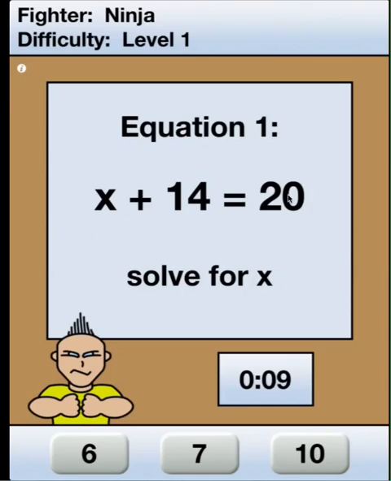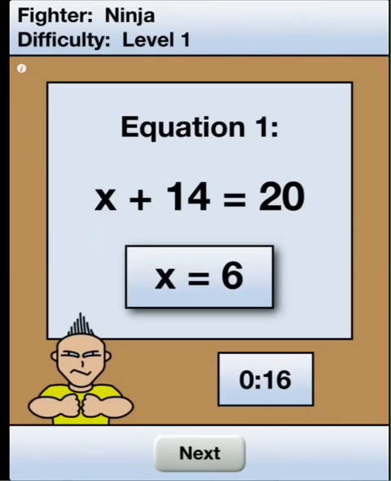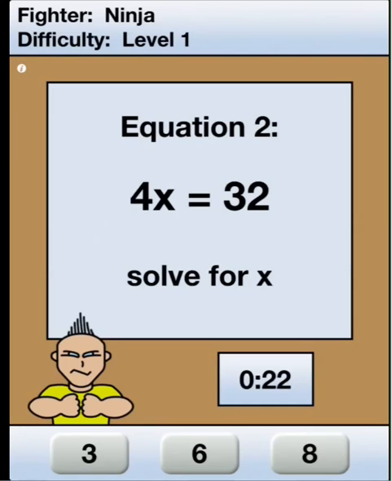Something plus 14 equals 20. Now, what plus 14 equals 20? 6, so I'm going to click on 6 and get a nice little ding, and away you go, you keep going. Next. And at this stage there's 5 questions, and your job is to get them right, and also you're working on speed as well.